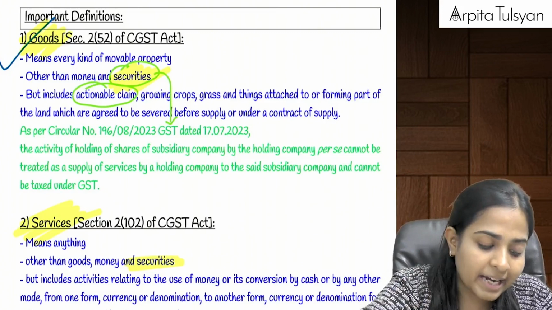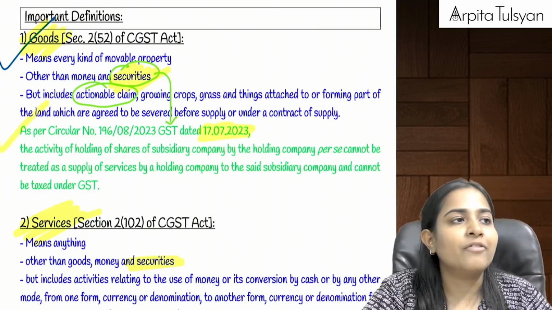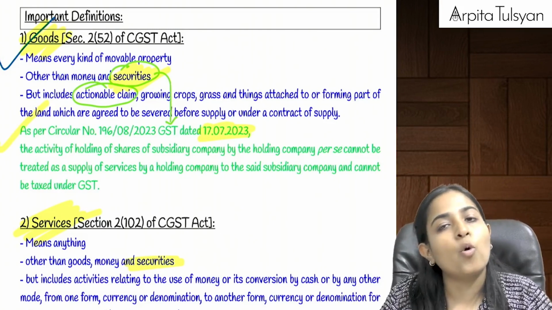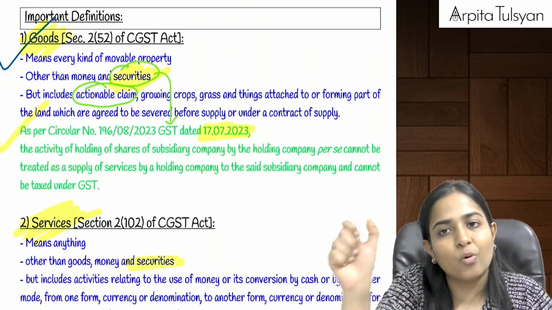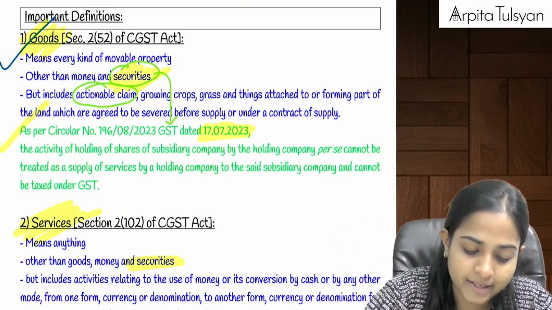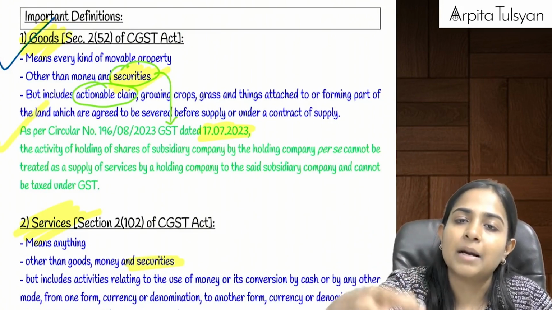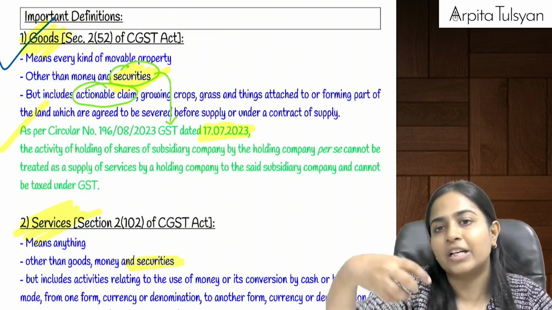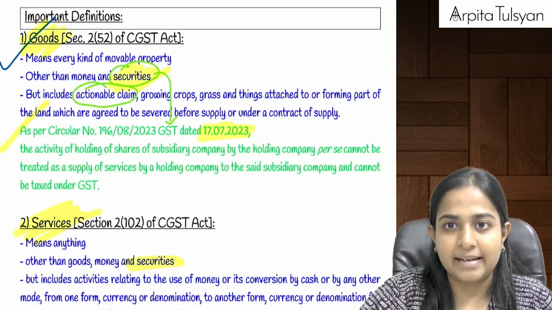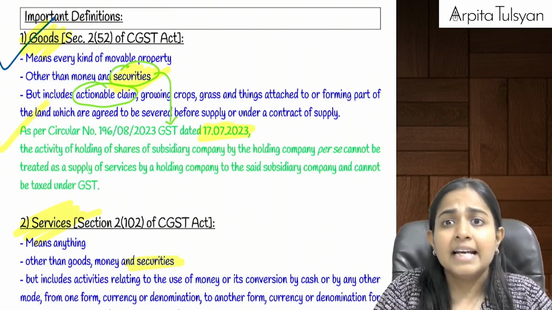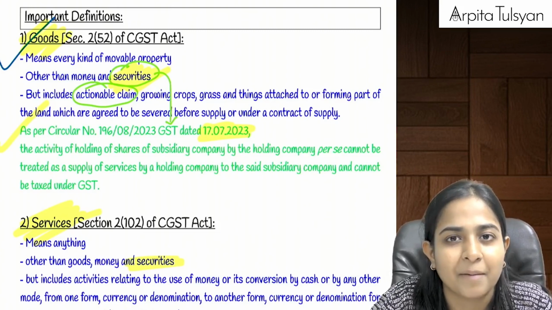Right now, they have come up with a circular and they are telling that... you must have obviously heard about holding company and subsidiary company, right? Now, a holding company has acquired some shares in another company, and such other company is called my subsidiary company. Now does this mean that some services are being provided by the holding company to the subsidiary company?